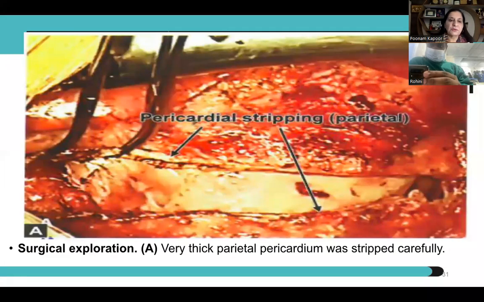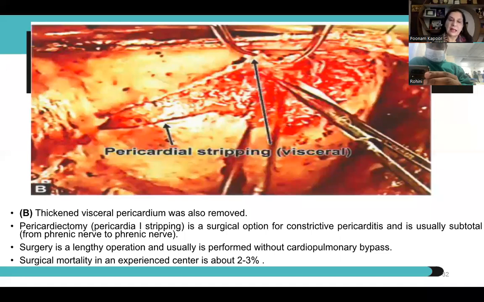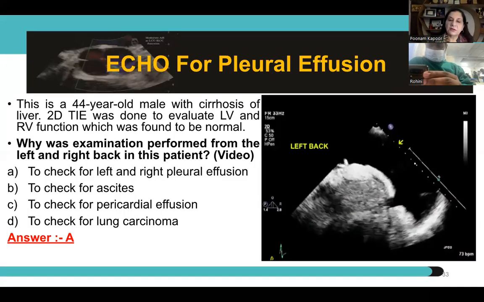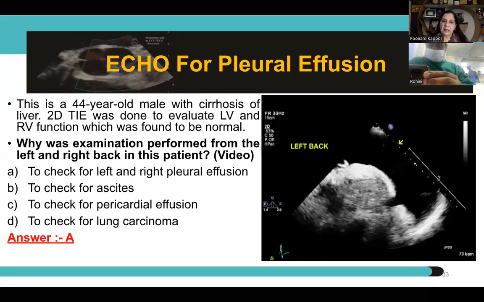So this is the surgical exploration done, where the thickened pericardium was stripped very carefully by the surgeons, and the visceral pericardium was also removed. Surgery was a very lengthy process in this patient, but we did it for the sake of his symptoms. And this patient benefited a lot.